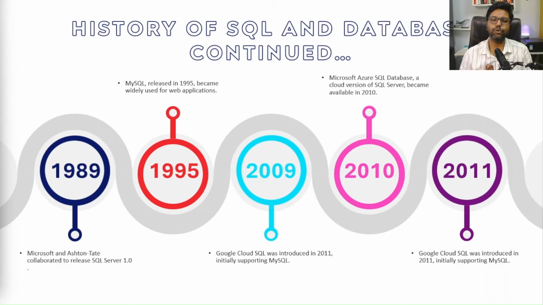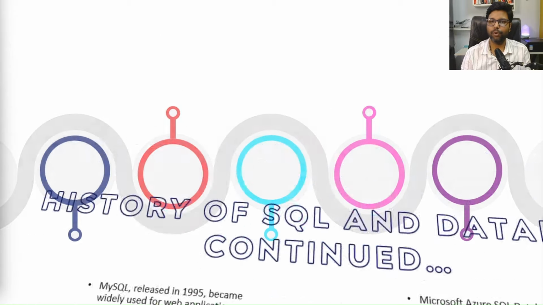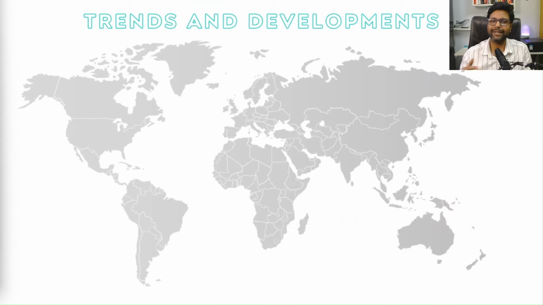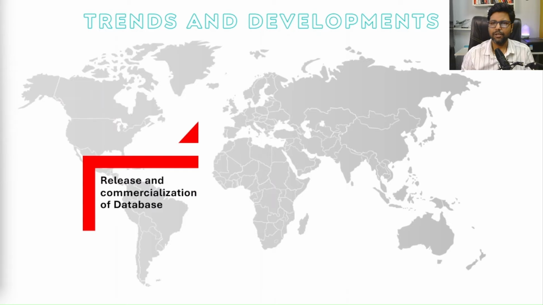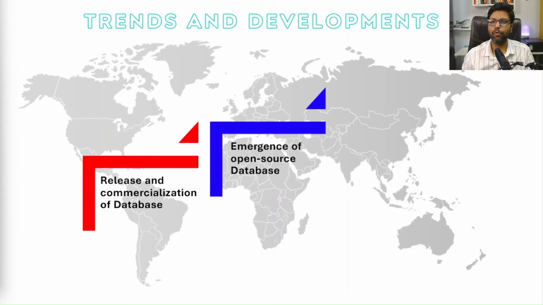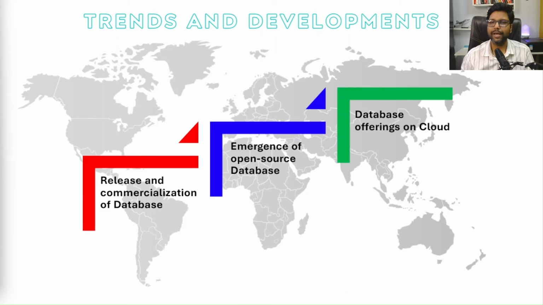So now you must have understood that SQL has a rich history that spans over five decades. From its origin in IBM's research lab to its current status as the common language of data, SQL has continuously evolved to meet changing data needs, right? So let's take a look at the trends and developments. We learned that the initial phase started with the release and commercialization of databases, and then it later moved towards open source databases, and now these days we have many database offerings on the cloud.